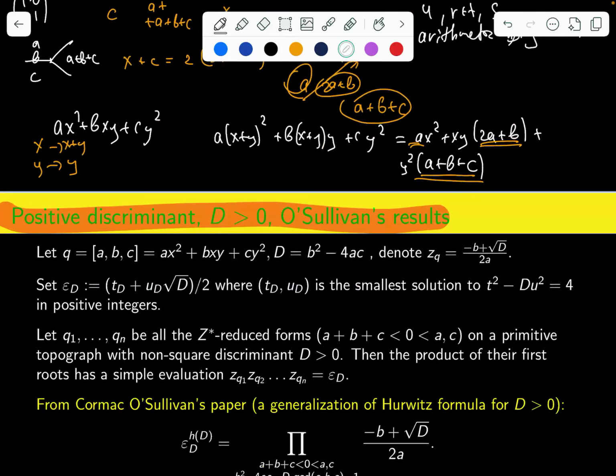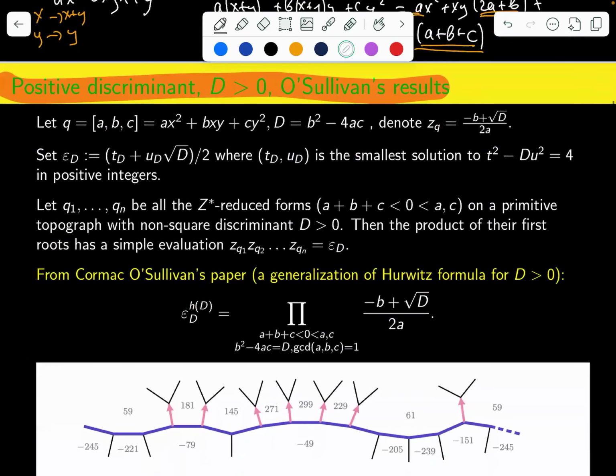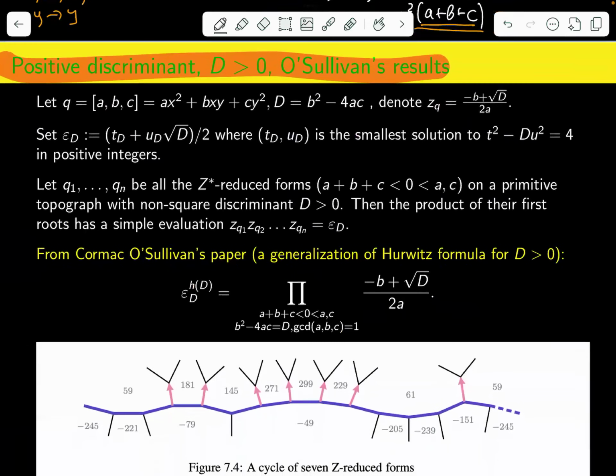Okay, now let's go to Sullivan's results. Let me explain something. So what happens for positive discriminant? Okay, now let Q be a binary quadratic form (a, b, c) with discriminant D, and say D is bigger than 0.